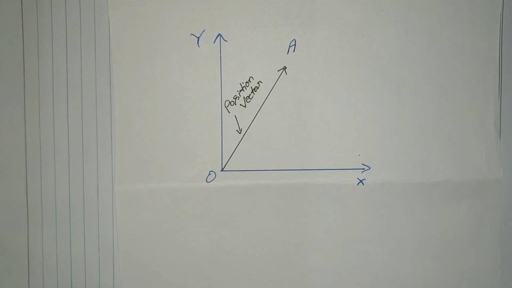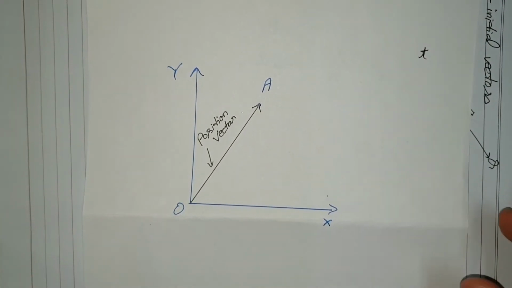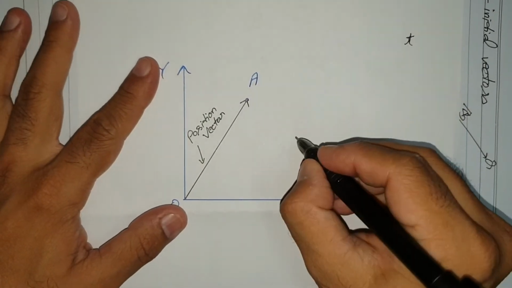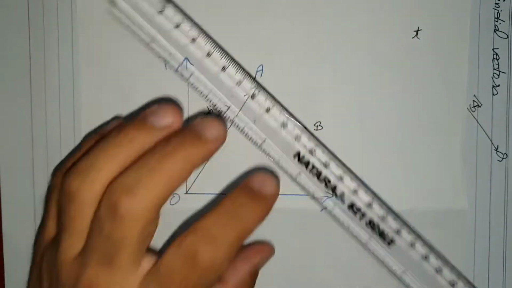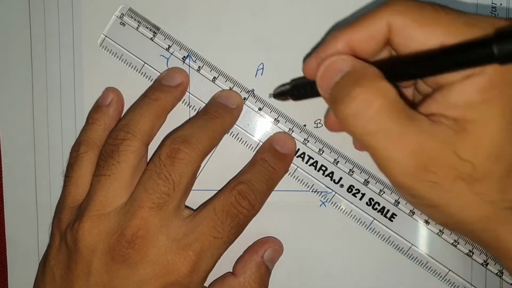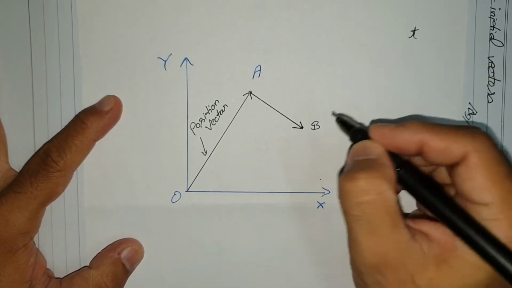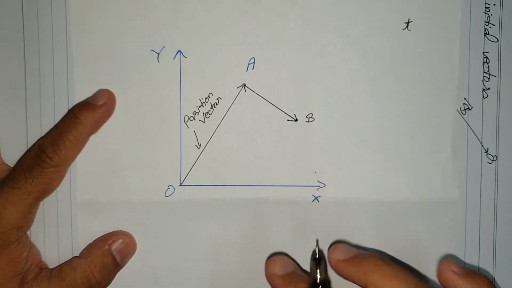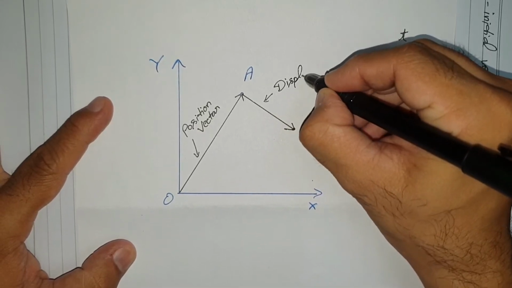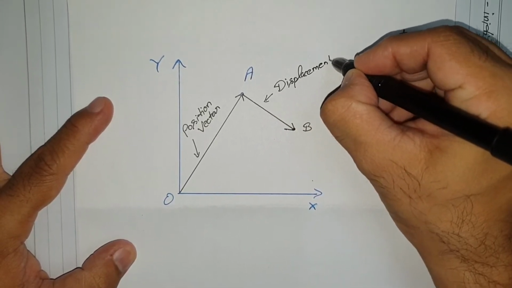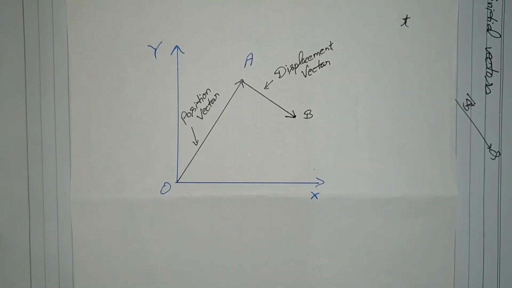Now, suppose in a small time interval t, the object has displaced and reached the point, consider this point as B. Now, if we draw a vector from A to B, so AB is what? AB is the displacement vector.